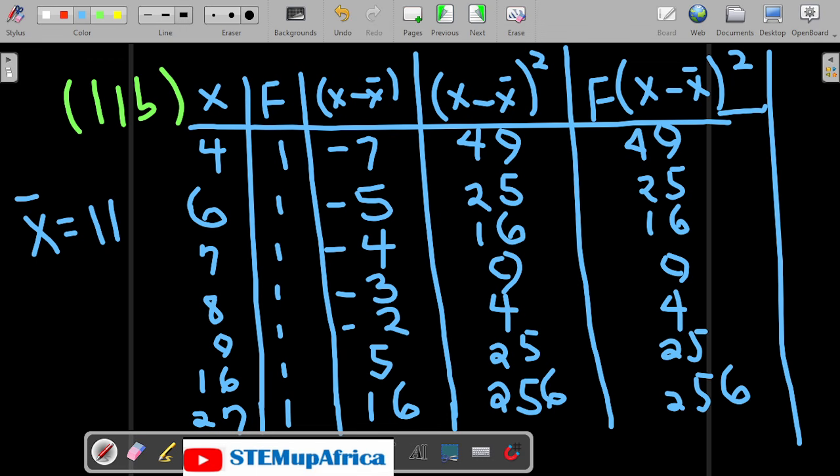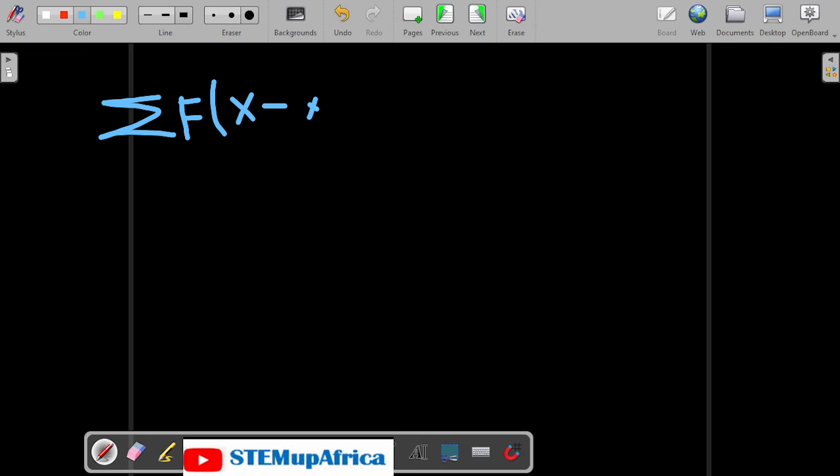So let's sum up all the numbers together. 256 plus 25 plus 4 plus 9 plus 16 plus 25 plus 49. That will give us 384. So my summation f into x minus x bar all squared, the value is 384.